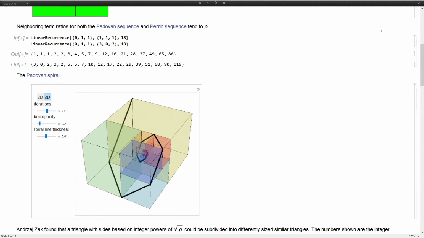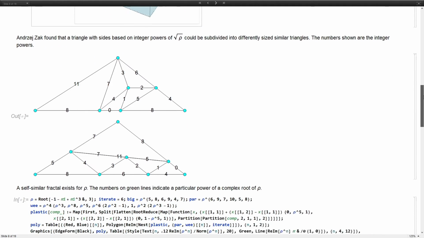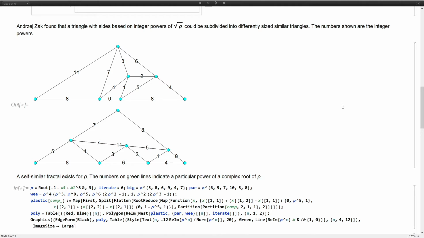You can build more cuboids spiraling out forever, and that's called the Padovan spiral. And I mentioned a set of points of the sort, Zak's Triangle. This is Zak's Triangle here. You've got a triangle which is divided into 6 similar copies of itself. These values on the edges here are powers of the square root of the plastic constant. And there's 2 different ways of building this triangle from similar copies of itself.